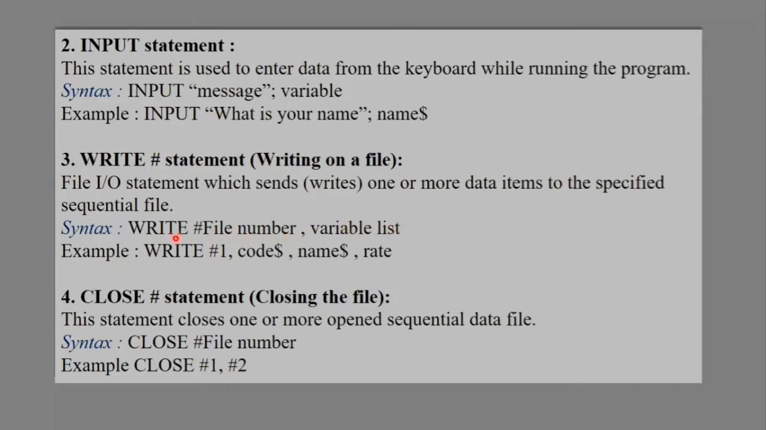So write, file number. I opened a file earlier, file number was 1. So I am going to write in file number 1 whatever the values of code dollar, name dollar, and rate are. The user is going to input the values of code, name dollar, and rate, and it will be written in file number 1. What its name is, we'll see later on.